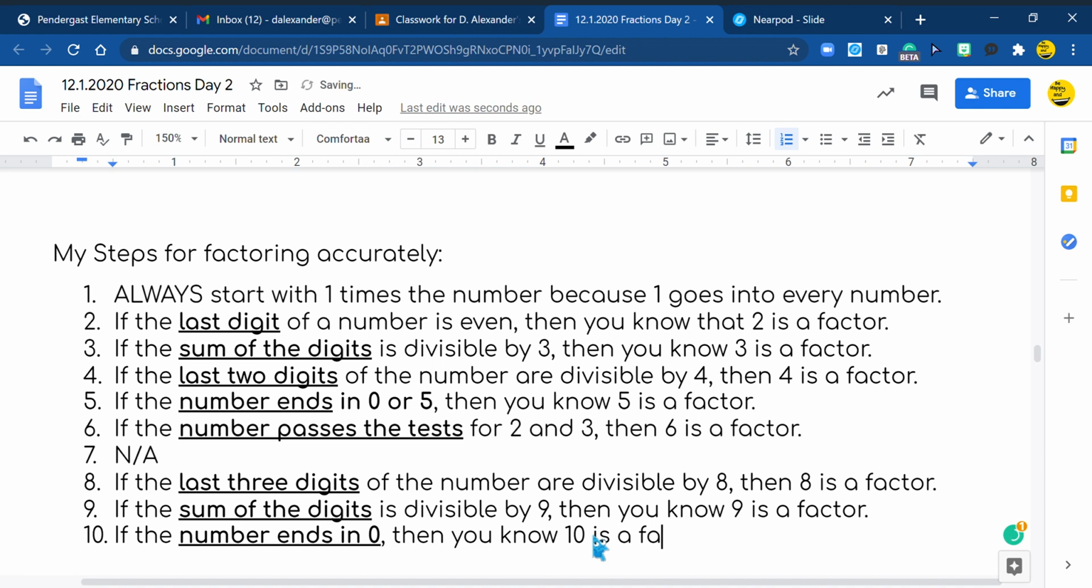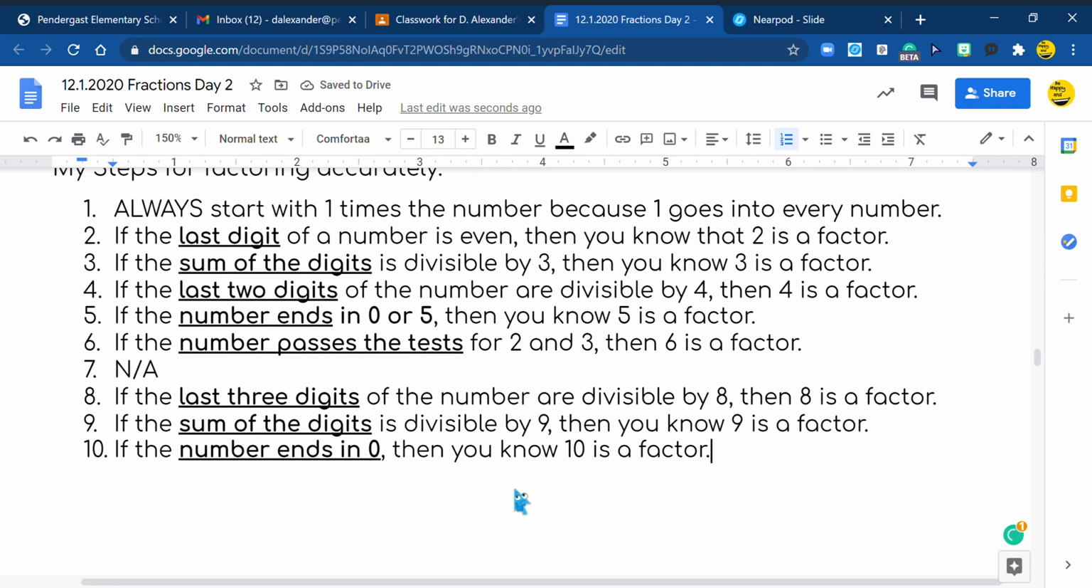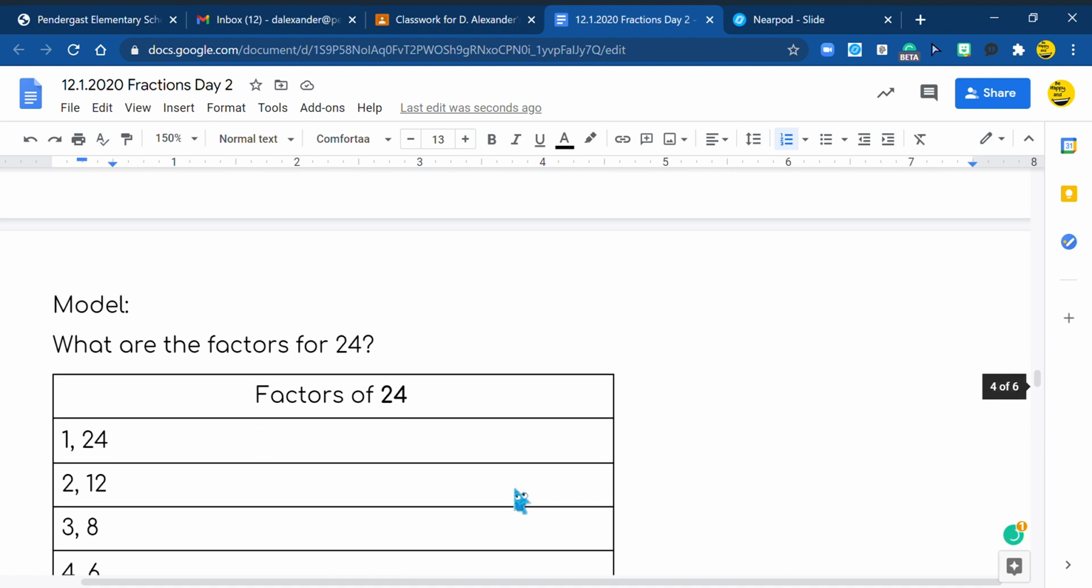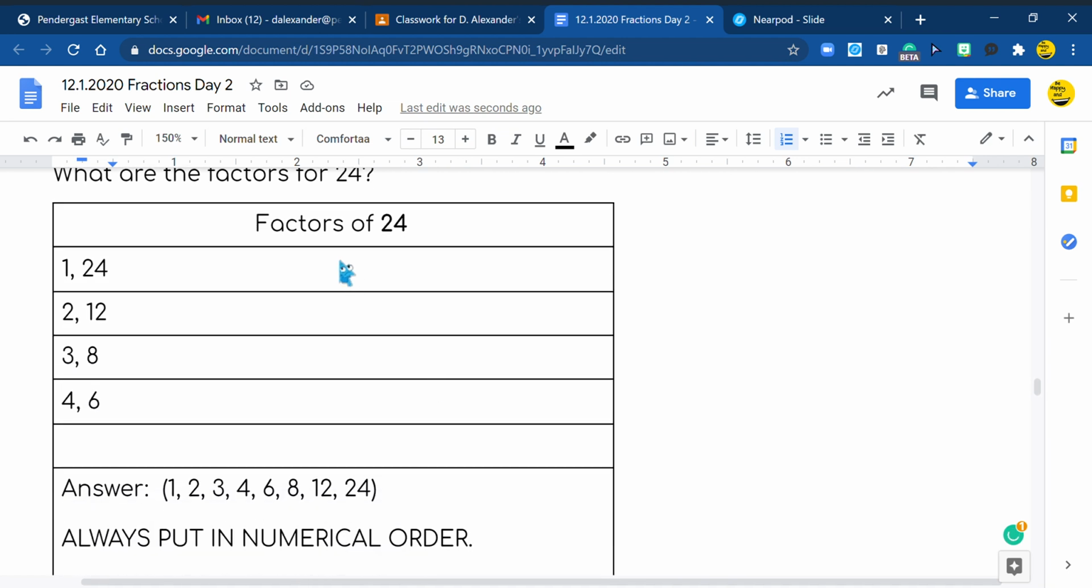Okay, so now we're going to put our knowledge to the test using these steps. I have a model problem that I've already done. So I'm looking at what are the factors of 24. First, I look at 24, and the first thing I do is put 1 and 24, because these are our factoring friends. I do 1 times 24, and I get 24.